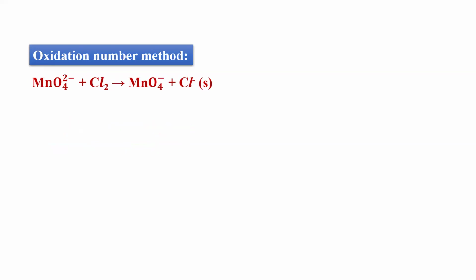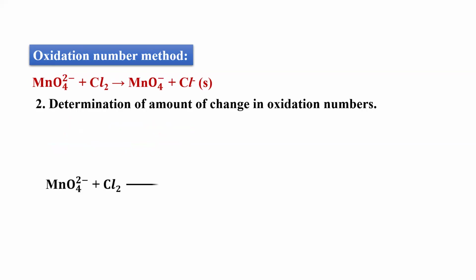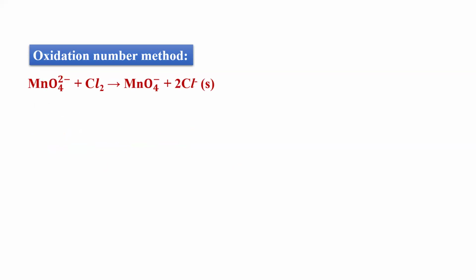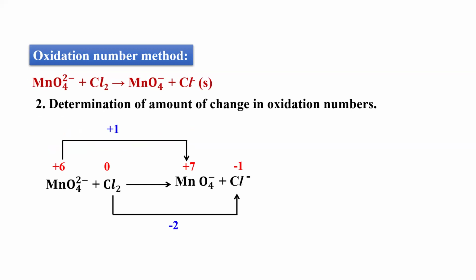Okay, let's move to the next part of it. What you have to do is find out the change in the oxidation state, the oxidation numbers to be precise. +6 to +7, that is a change of 1. And 0 to -1, again there is a change.